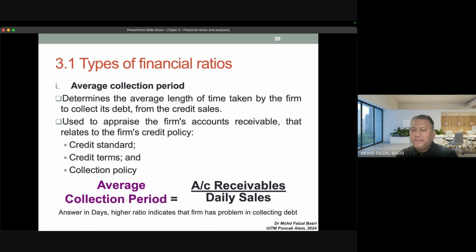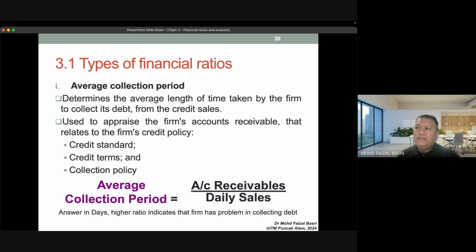So this is another indicator. It uses account receivable as part of the formula that relates to the firm's credit policy. Credit policy, we will learn more later, whereby we have 3 elements in credit policy. One is the credit standards. The credit standard determines how the firm does its assessment, to choose which clients are eligible to get credit. So that's the credit standard that the firm will set. Every company that gives credit will have its own credit standard, not the same. Some very strict and some might be lenient.